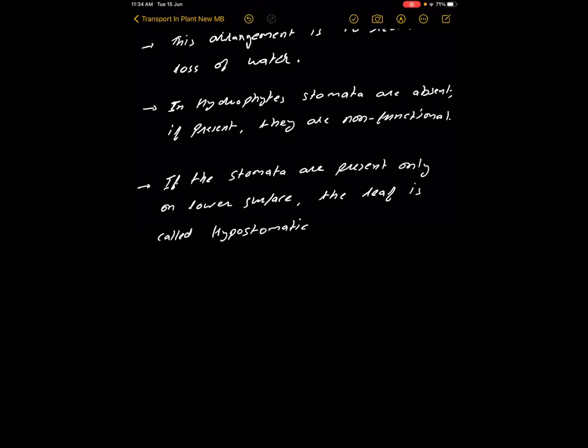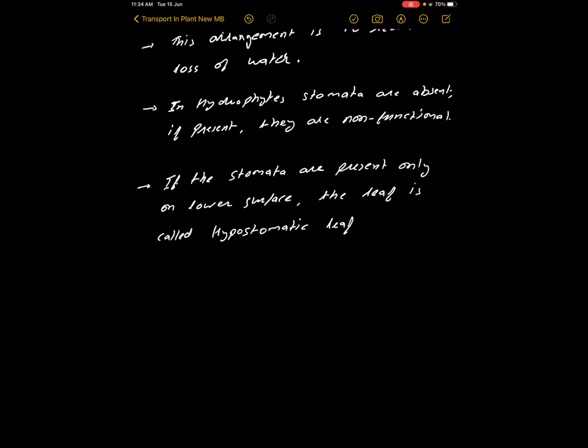Like hypotonic, it means less concentration, and hyper means more concentrated, where solutes are more. So in a hypostomatic leaf, the meaning here is lower, not less. The stomata are present only on the lower surface, that is a hypostomatic leaf.